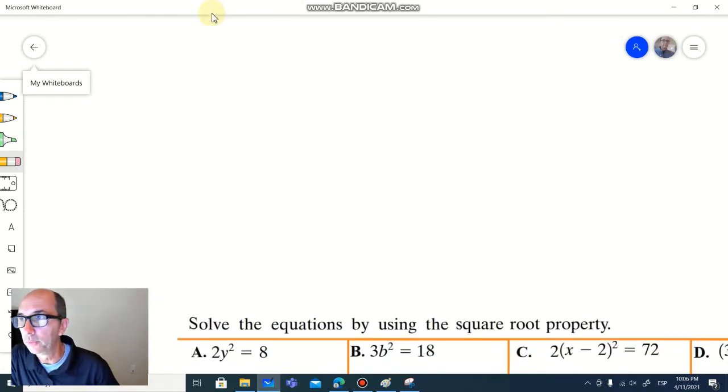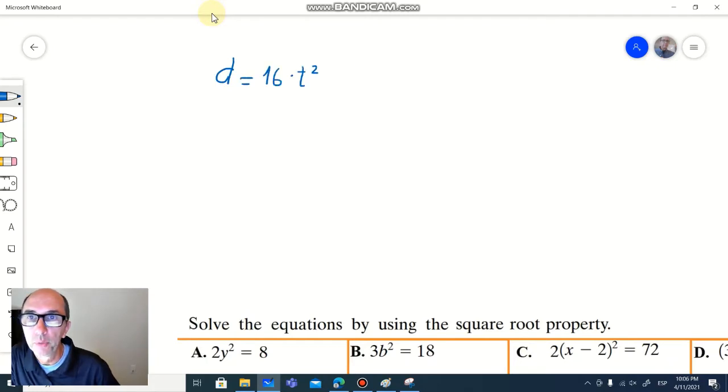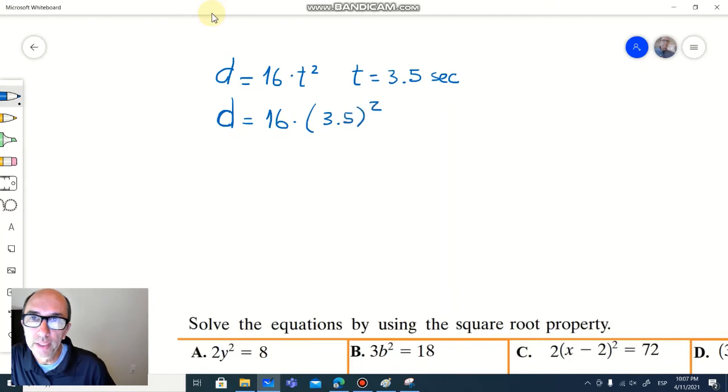d equals 16 times t squared. We know that t equals 3.5 seconds, right? So we just plug in the number into the formula. d equals 16 times 3.5 squared. And if you type this in your calculator, you're gonna find the answer, 196 feet.